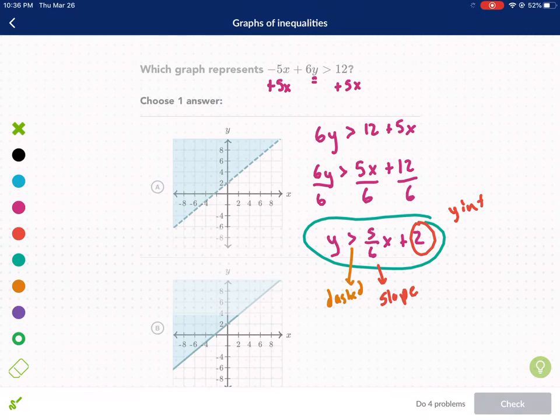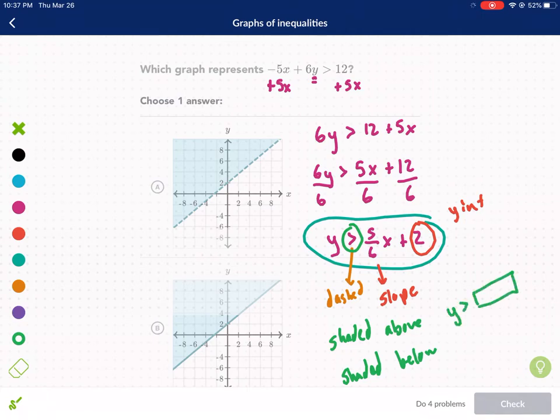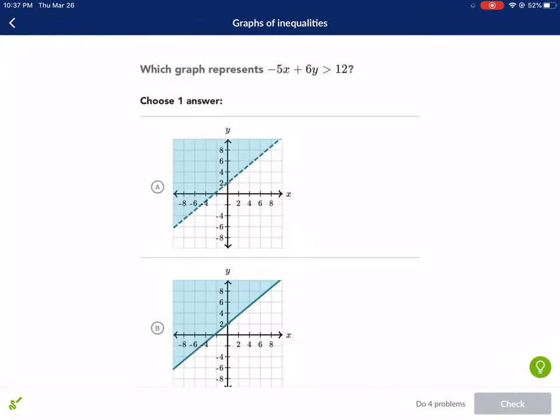How do we recognize if it's shaded above or below the line? The key is looking at the inequality symbol. If you have y is greater than, and then your expression in x on the right, it is shaded above. If you have y is less than whatever you have on the right, then it's shaded below. So if we have y is greater than 5 over 6x plus 2, then we are going to be shaded above. So not only do we have a dotted line, it's shaded above, y-intercept is 2, slope is 5 over 6. Let's see which one of those applies.